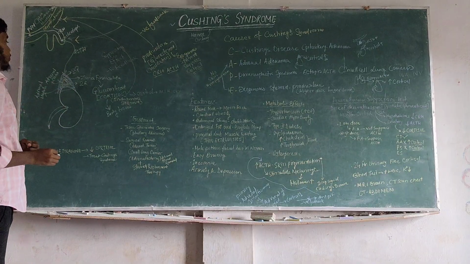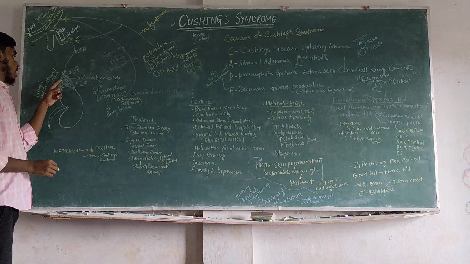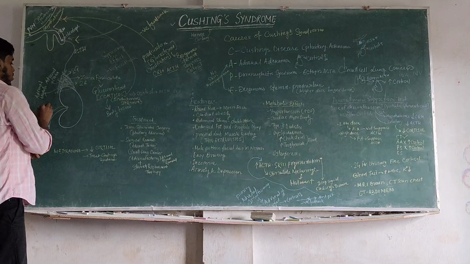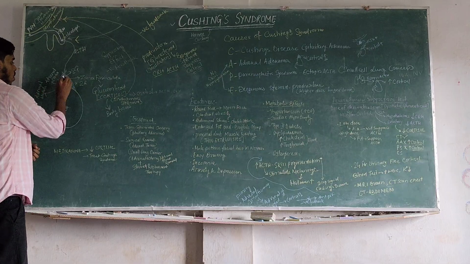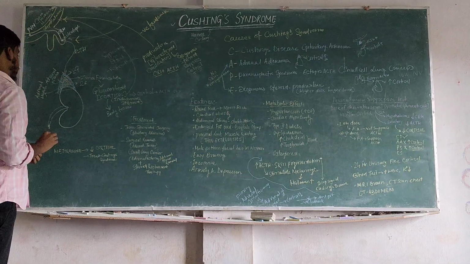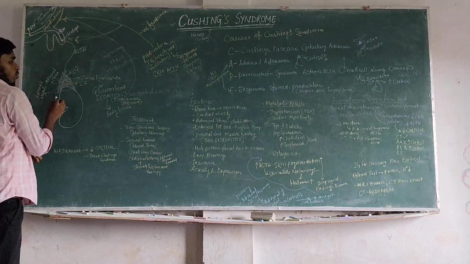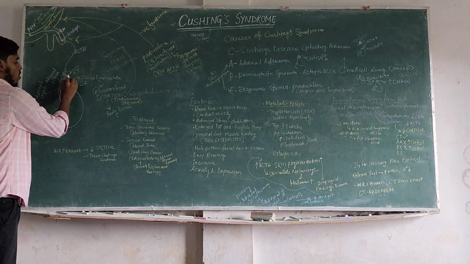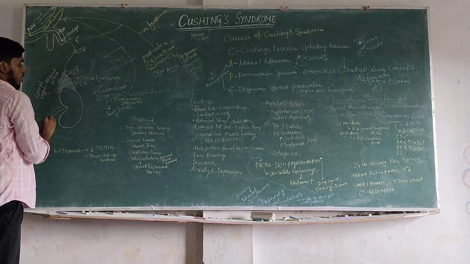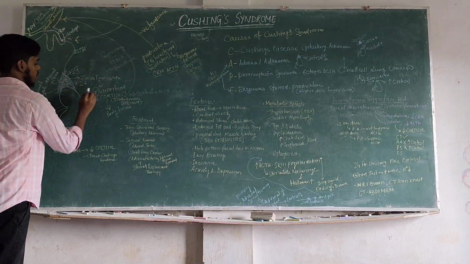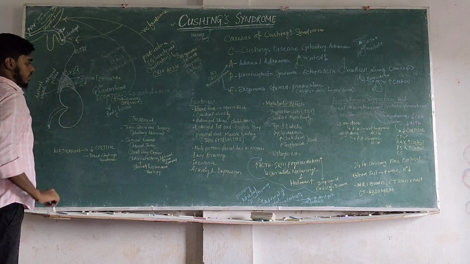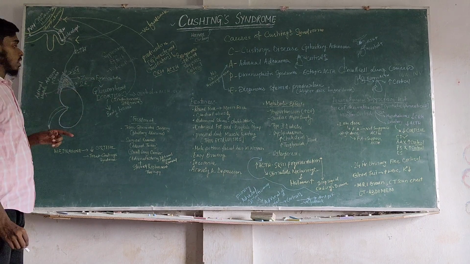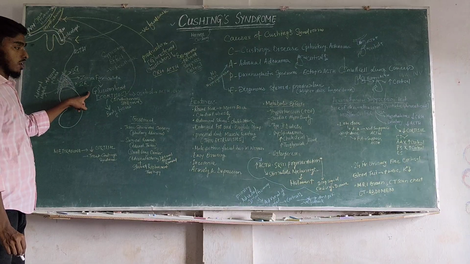and it acts upon it. In the adrenal gland, there are primarily two parts: one is the adrenal medulla, and one is the adrenal cortex. Today we will discuss the adrenal cortex only, not the medulla. In the adrenal cortex, there is the zona glomerulosa, the zona fasciculata, and the zona reticularis. From the zona fasciculata, the hormones released are glucocorticoids.